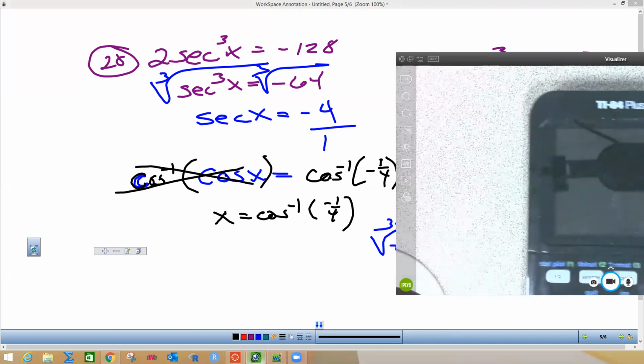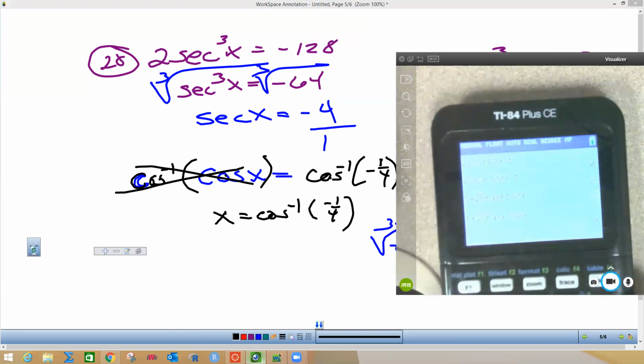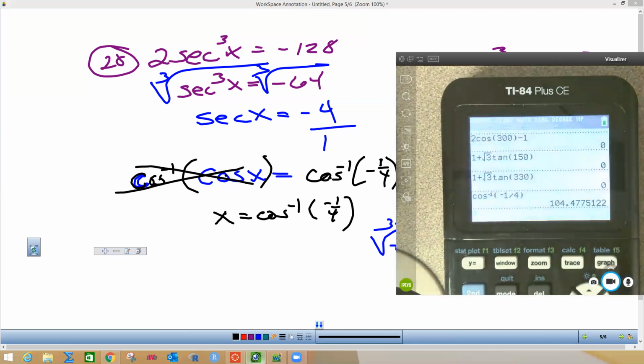Whenever you're finding an angle, you must hit second, then cosine, and then put in -1 divided by 4, and I get that angle. Now that is in degrees. If you look at the directions, what does it say to round your angle to? Nearest minute.